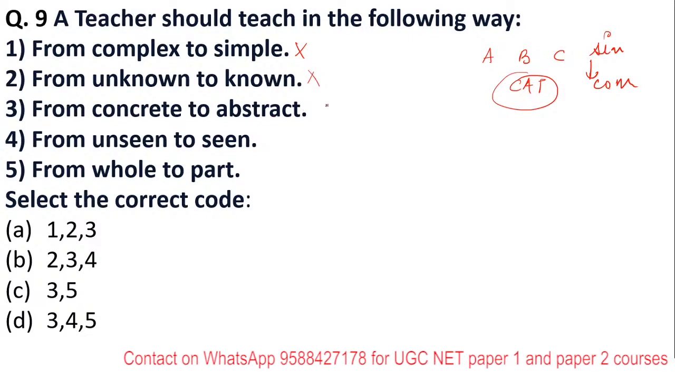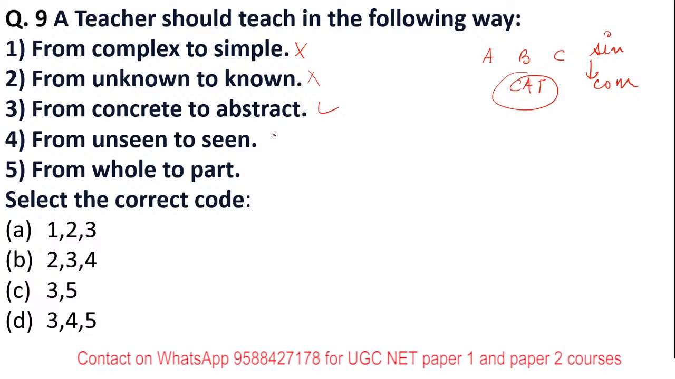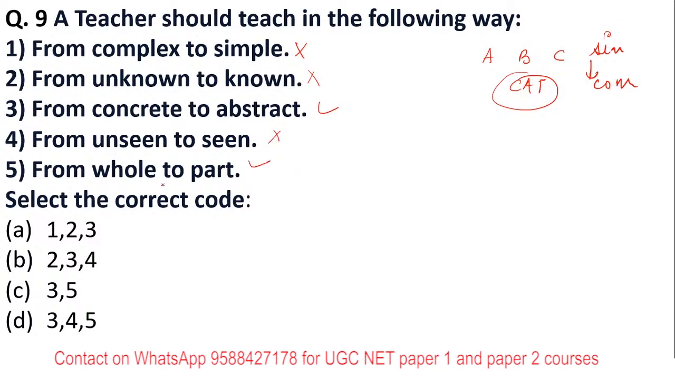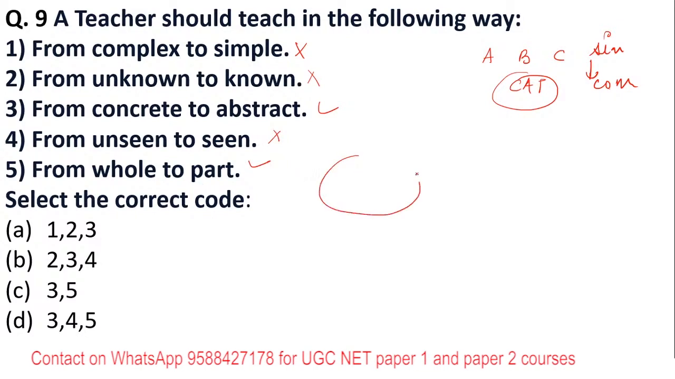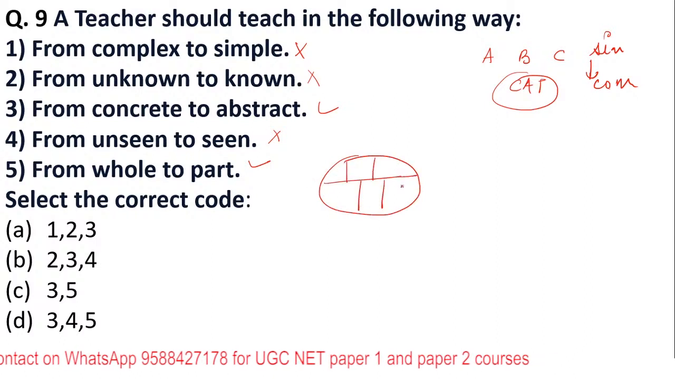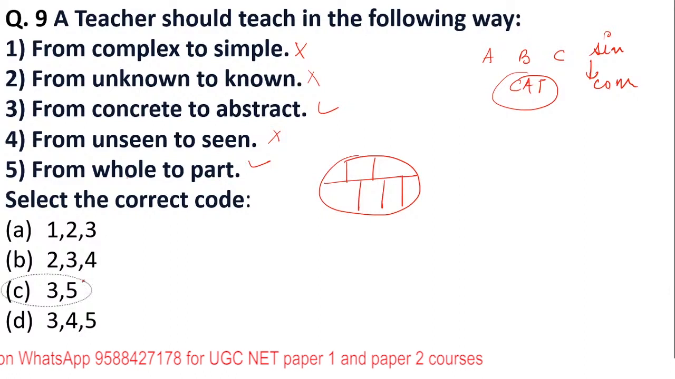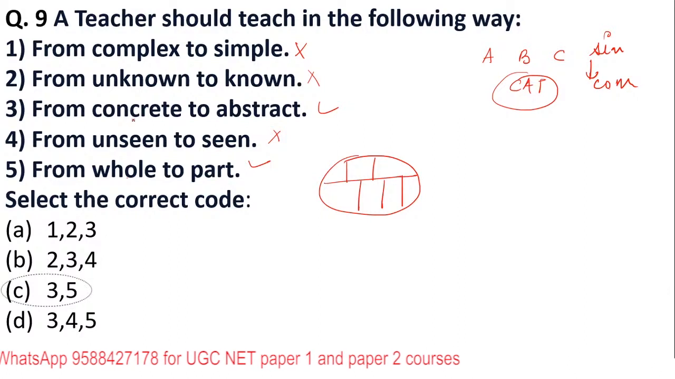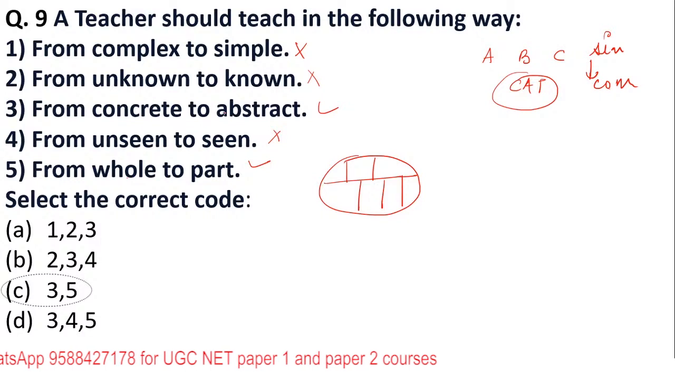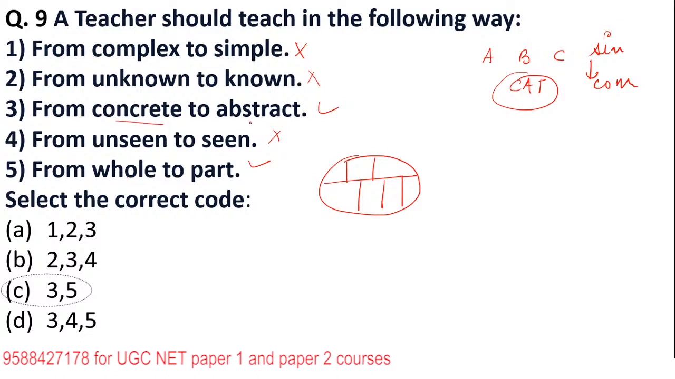From concrete to abstract, yes. From unseen to seen, this is also incorrect. From whole to part. Okay, whole to part means if there is a big problem, the teacher should break it into small problems and then explain it. So it should be from whole to part. So here option C is the right answer. Concrete means which is strong, like facts. And abstract are those things that you cannot see. So from concrete to abstract and from whole to part. So C is the right answer.